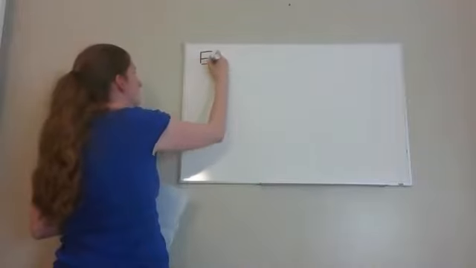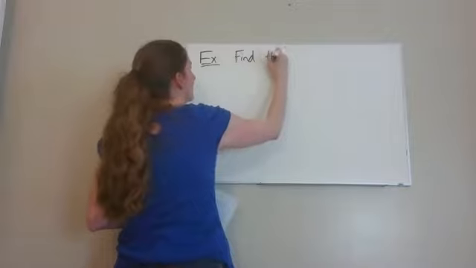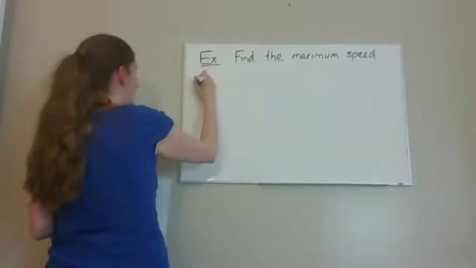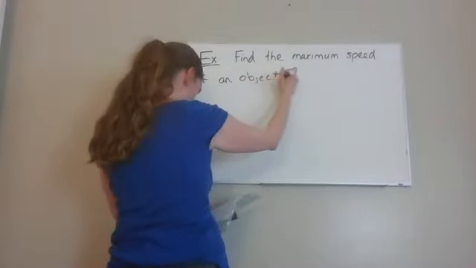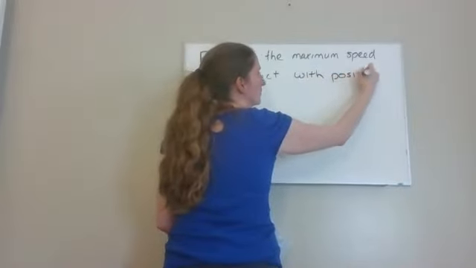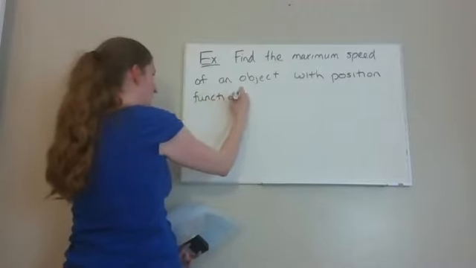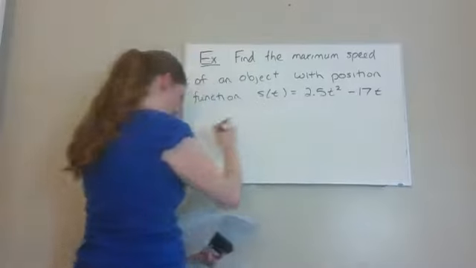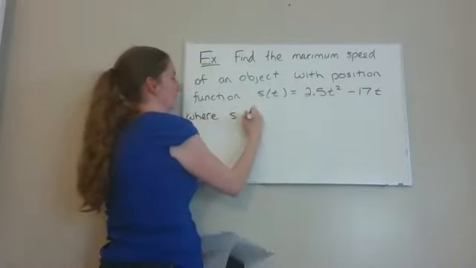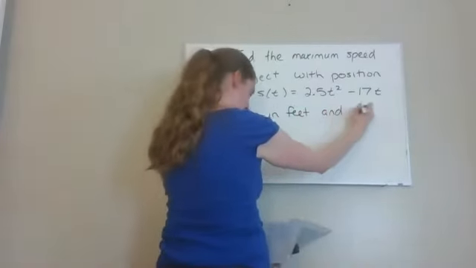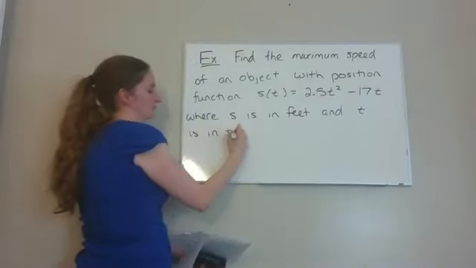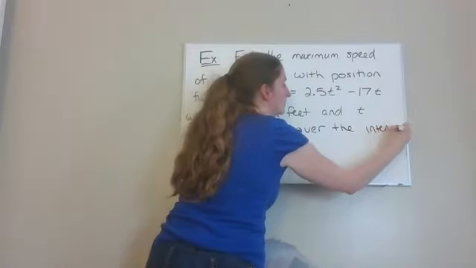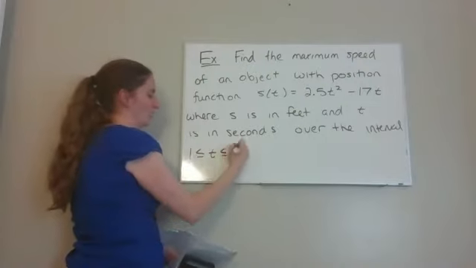So an example. Find the maximum speed of an object with position function s of t equals 2.5 t squared minus 17t, where s is in feet and t is in seconds, over the interval t between 1 and 5 seconds.